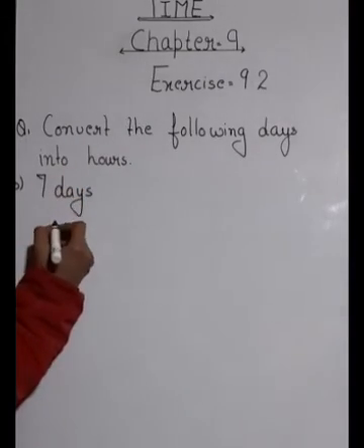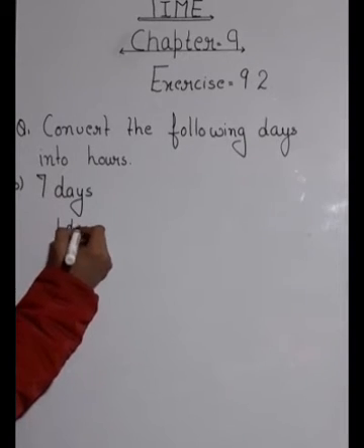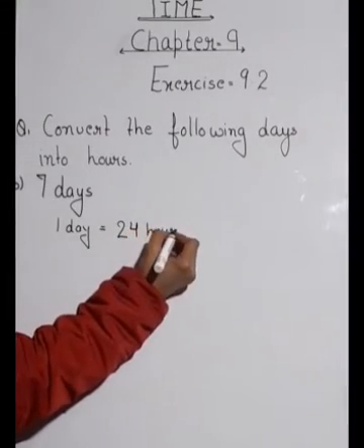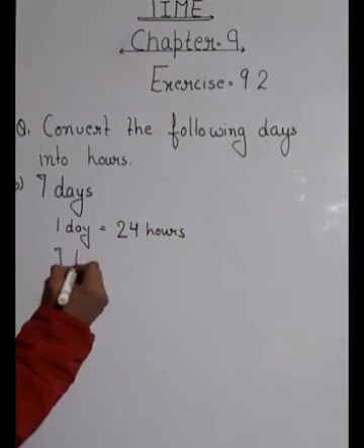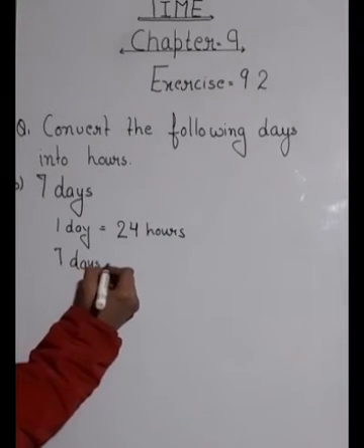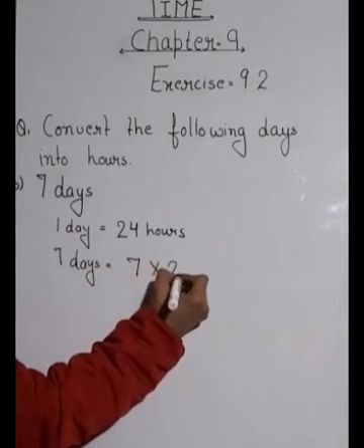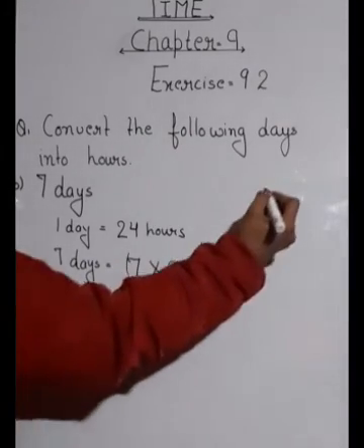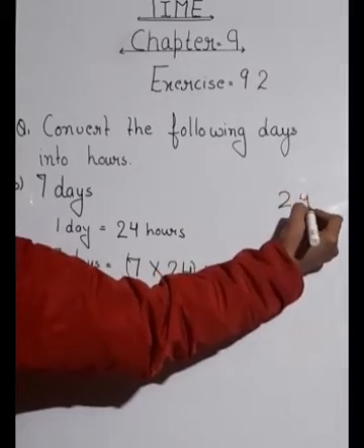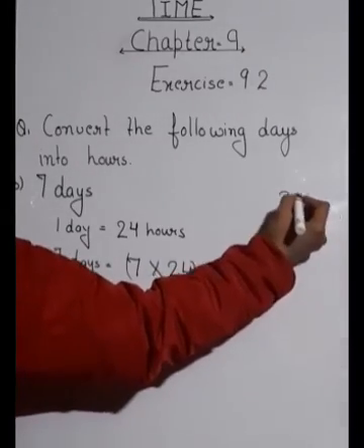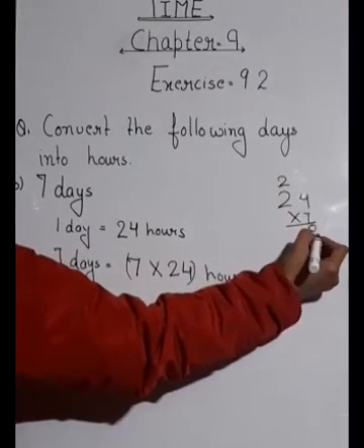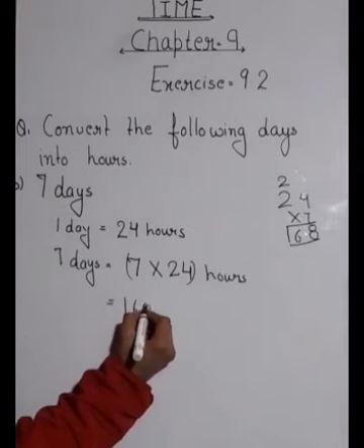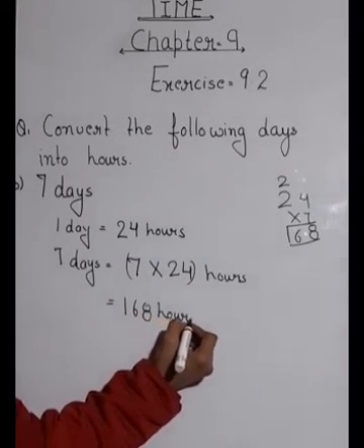Okay, so similarly as we have done the first one, you will write 1 day is equals to 24 hours. Okay, so you will write 7 days is equals to 7 into 24 hours. Clear? So you can do the multiplication over here, that is 24 multiplied by 7. 7 4s are 28, 7 2s are 14 plus 2, 16. It means in 7 days you are having 168 hours.